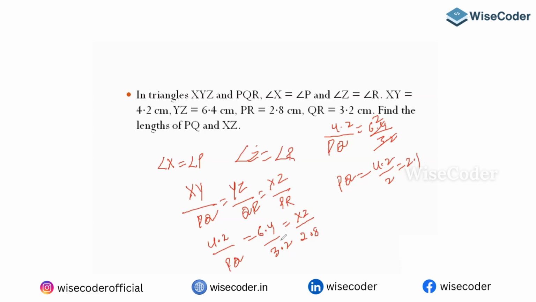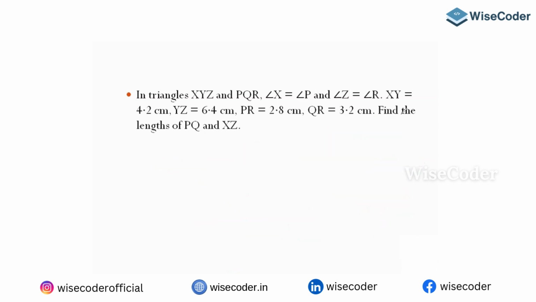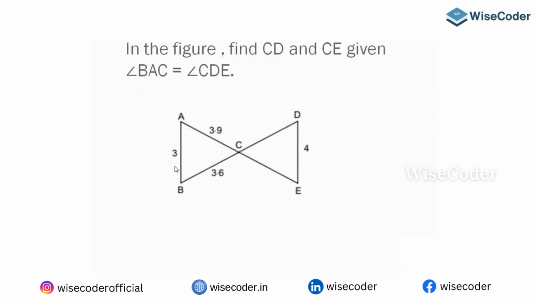And the same way, if you equate this also, again this is 2. XY is nothing but 2.8 into 2, that is 5.6. Then XY is equal to 5.6 and PQ is equal to 2.1. That's the beauty of similar triangles, which I already explained when we were discussing similar triangles. So that's the answer: PQ is 2.1 centimeters and XY is 5.6 centimeters.